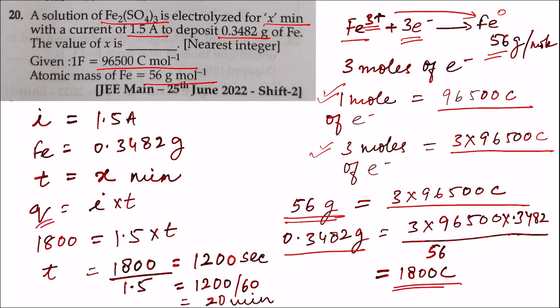Now charge is equal to current into time in seconds. Putting the value of charge 1800 coulomb, current is 1.5 ampere into time. Time you need to find out. So value of time will be equal to 1800 divided by 1.5. Time will be equal to Q divided by I. So time is 1200 seconds, and if it is converted into minutes, divided by 60, in minutes the time is 20 minutes. So value of X is 20.